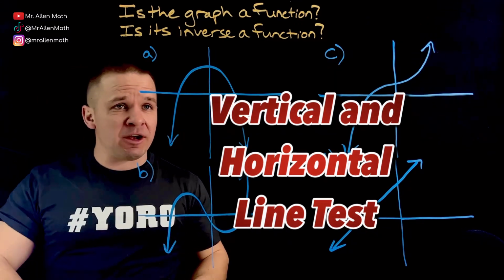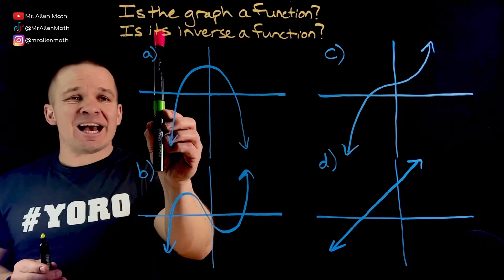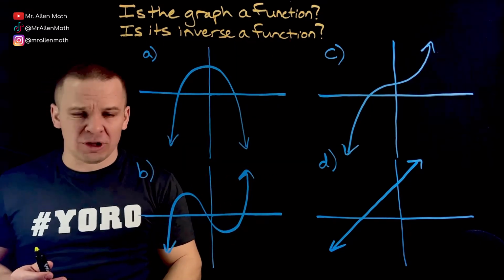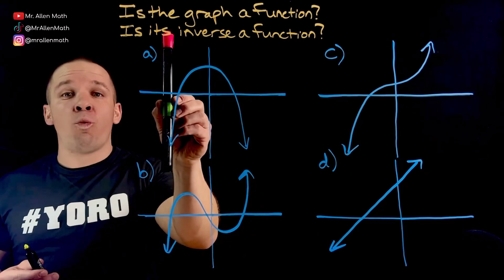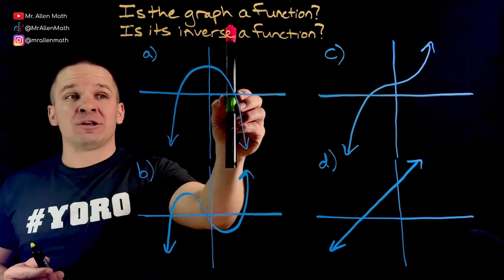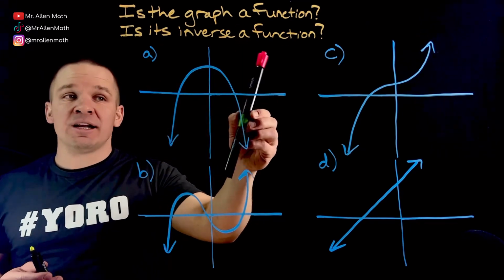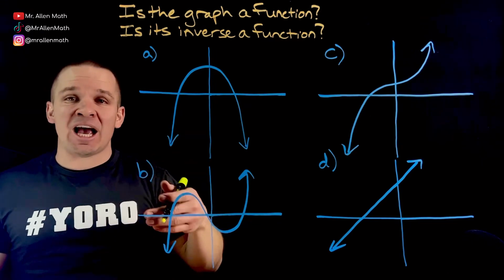Well, to tell if a graph is a function, I'm going to put a couple markers together here. To tell if a graph is a function, it has to pass the vertical line test. Well, what in the heck does passing the vertical line test mean? That means if the vertical line only passes through the graph once at any given time, then it is a function. So this right here, this negative quadratic looking guy, is a function.